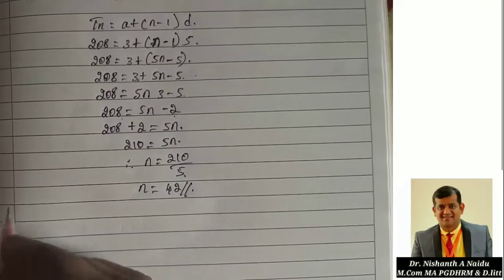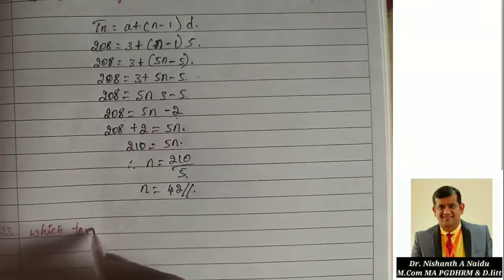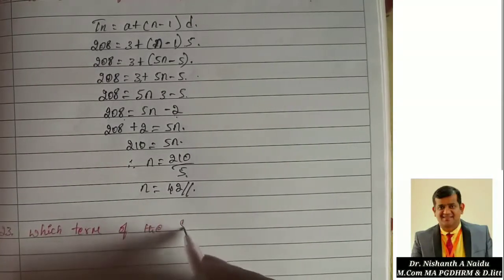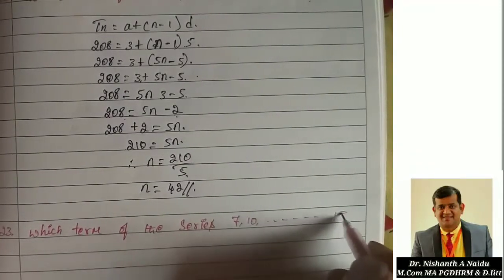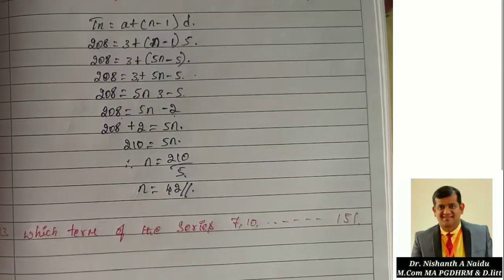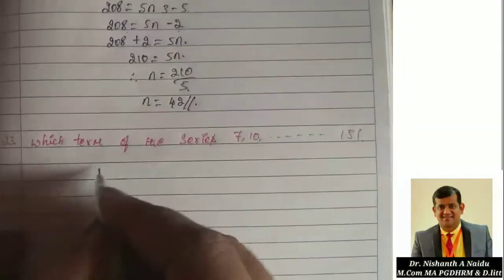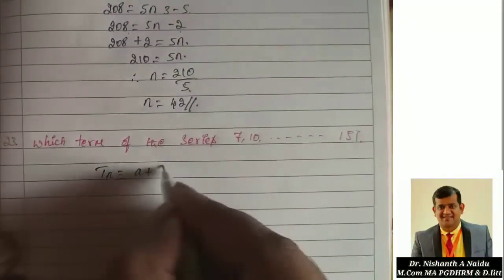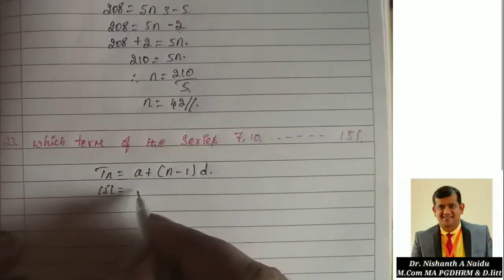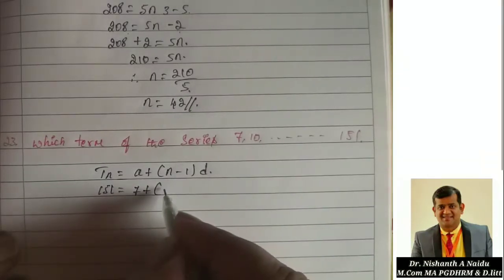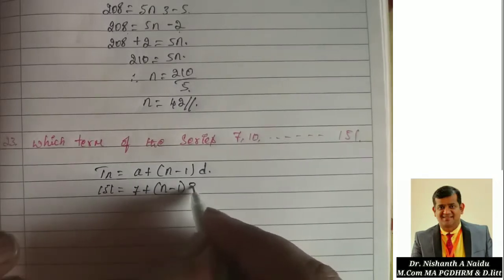So next question is 23. Which term of the series 7, 10, and so on is 151? So we have to find N again. So let us find N. That is Tn equals A plus N minus 1 into D. So 151 is the last term, A is 7 plus N minus 1, where N we don't know, into D, the common difference, which is 3.